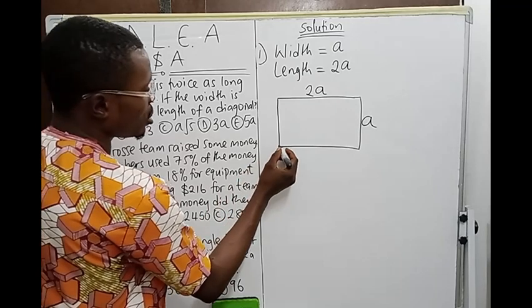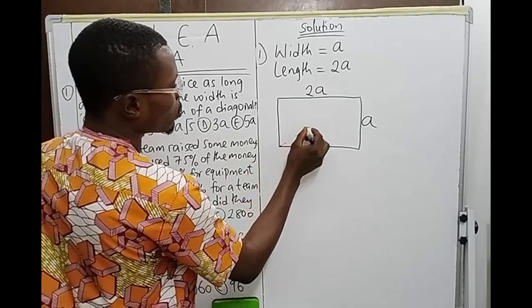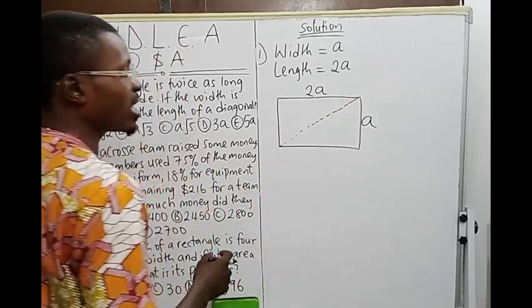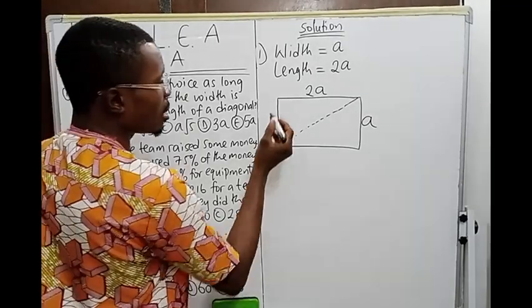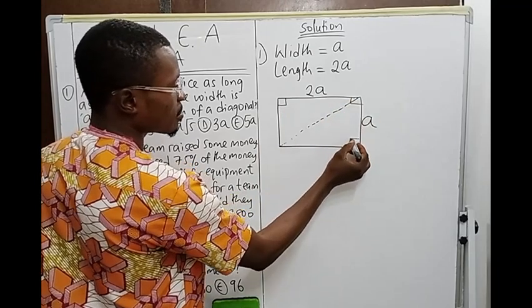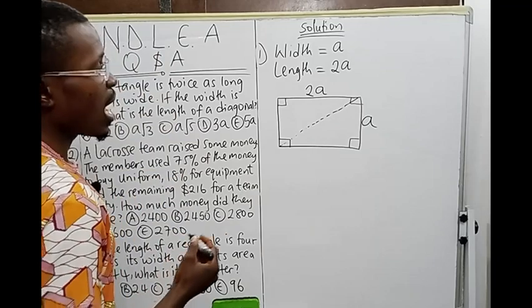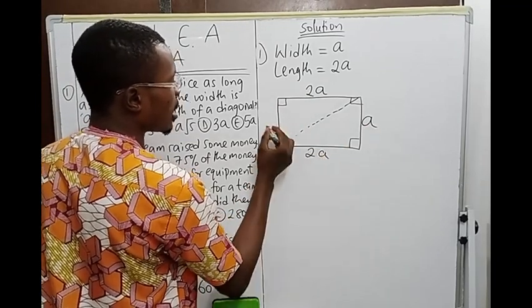Okay, the diagonal is a line from one vertex to the opposite vertex. This is a diagonal. We want to find the length of this diagonal. Now, it is important to recall some properties of a rectangle. In a rectangle, the angles are all 90 degrees, right? And the opposite sides are also equal. So here will also be 2A, and here will be A.